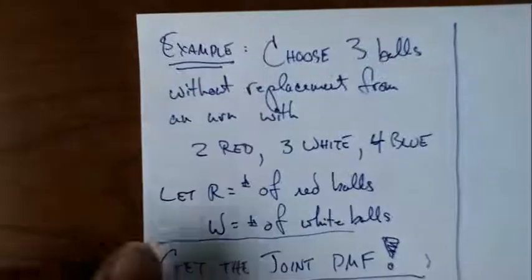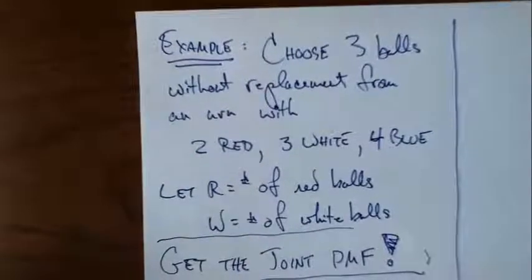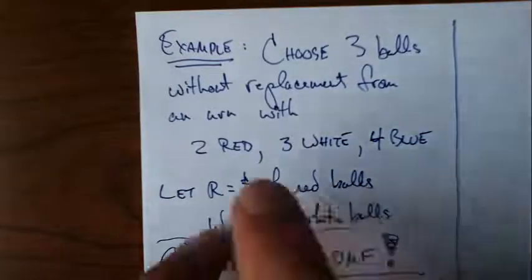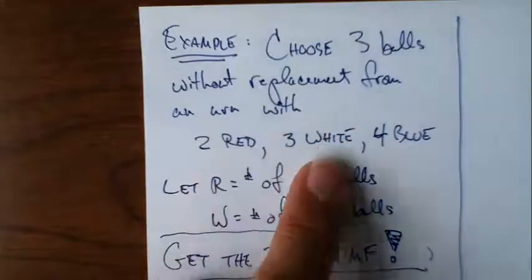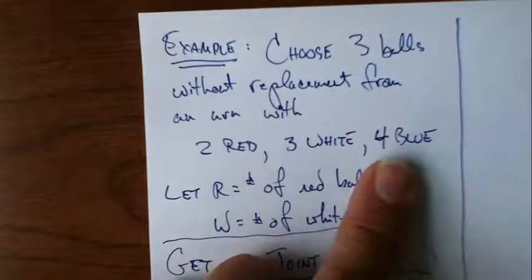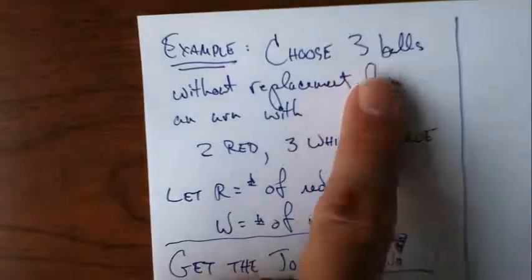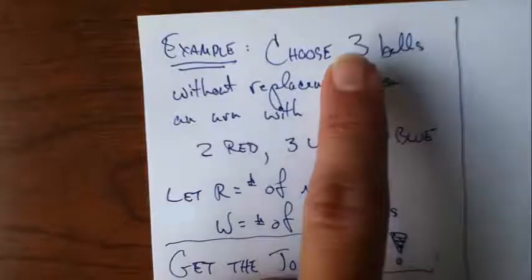This is a great example for you. Say you have an urn with balls in it, or a bowl with balls in it. There are 9 balls total in this urn. You have 2 red balls, 3 white balls, and 4 blue balls. You're going to choose 3 balls at random, either with replacement or without replacement.